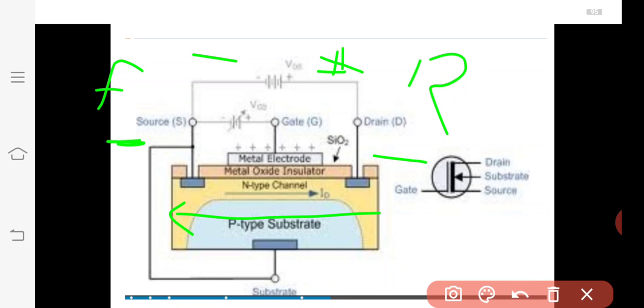After this connection, we increase the VGS voltage. When increasing the VGS voltage, electrons move in this direction, source to drain. The positive terminal attracts the negative charge, and the negative terminal attracts the positive charge. Holes go in this direction, and current direction is always with holes and opposite to the negative charge. So current is always drain to source in n channel.